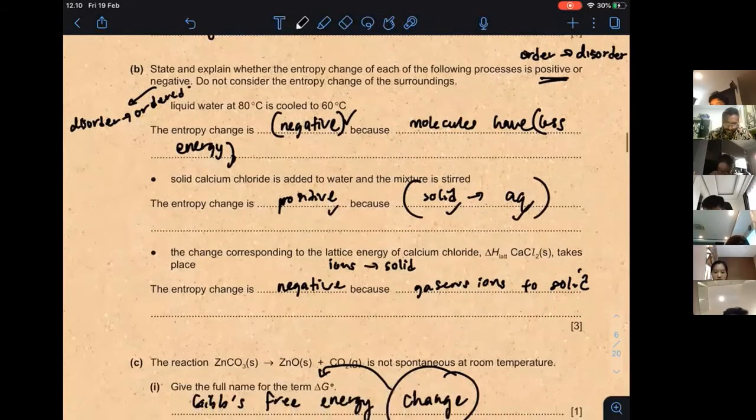Now the next one is the change corresponding to the lattice energy of calcium chloride. Now you need to know what lattice energy is. Lattice energy is going to be the gaseous ions of the calcium.